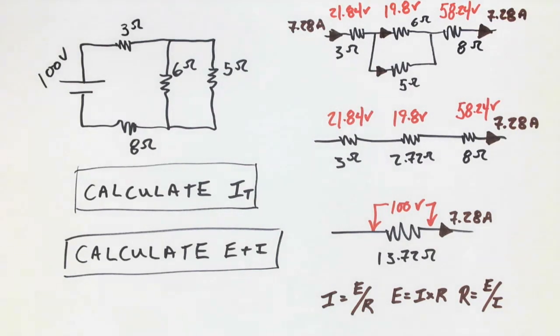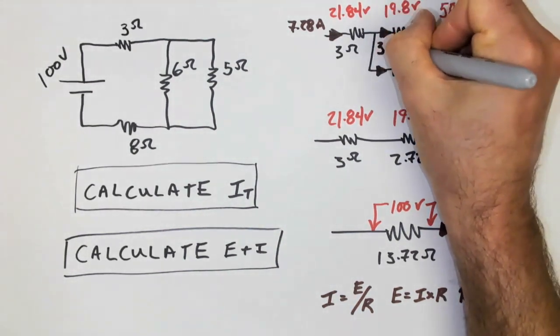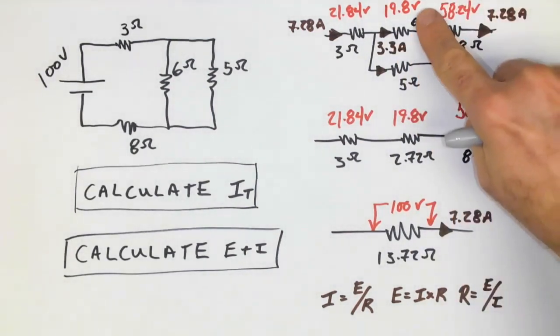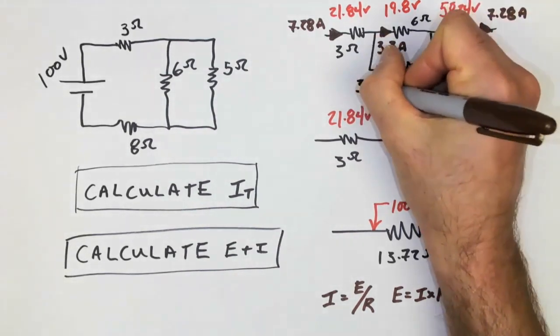So 19.8 divided by 6 gives me 3.3 amps. 19.8 divided by 5 gives me 3.96 amps.